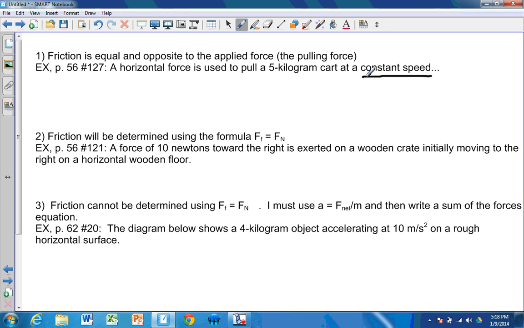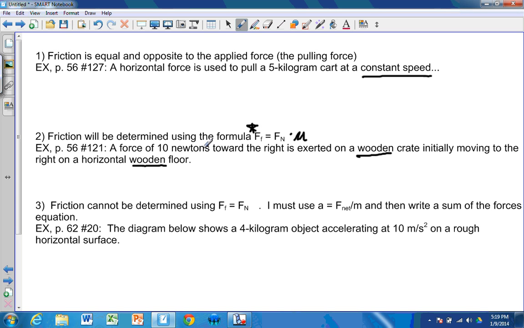The second way, which is what we did in the previous video lesson, is to solve for friction using the formula that friction equals the normal force times the coefficient of friction. So what are the clues that you're going to use this approach? Well, look at this problem. A force of 10 newtons toward the right is exerted on a wooden crate initially moving to the right on a horizontal wooden floor. The clue that you're going to use this approach to solve for friction is if you're told the materials of construction. I have really never seen a problem where you're told the materials where you don't use this formula.